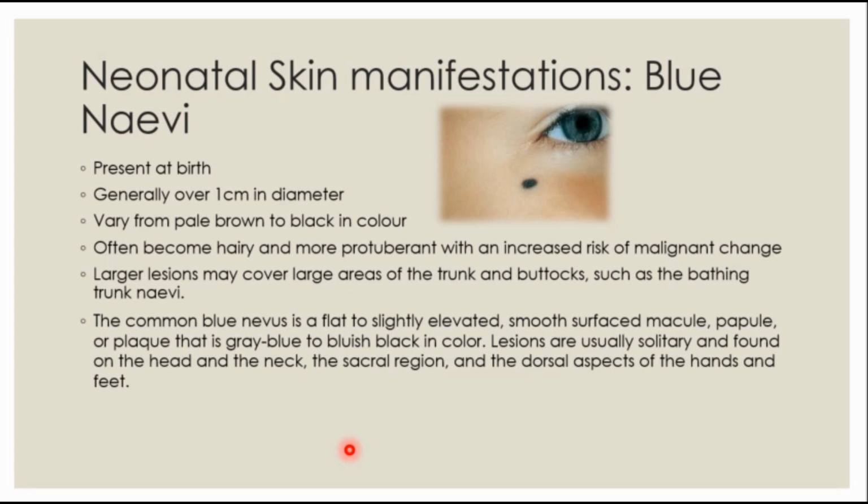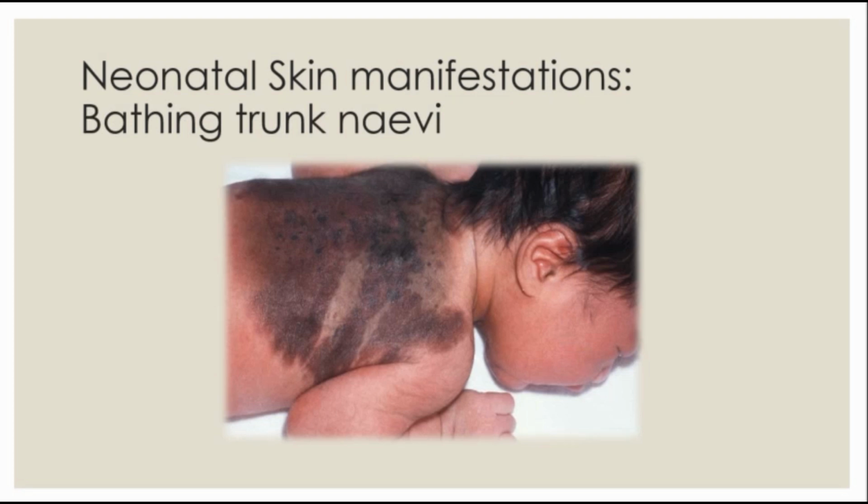The common blue nevus is a flat to slightly elevated, smooth surface macule, papule, or plaque that is gray-brown to bluish-black in color. The lesions are usually solitary and found on the head and the neck, or even the sacral region, and you can see it on the dorsal aspect of the hands and feet. Bathing trunk nevi, as you can see, it's all over the child's back.